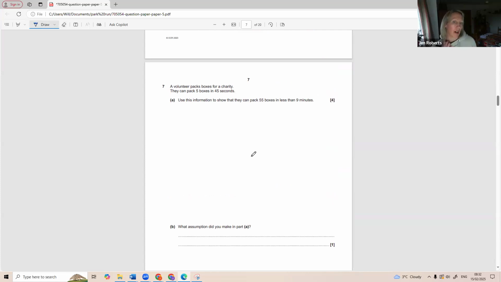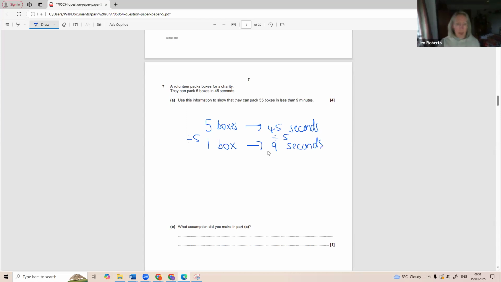Volunteers pack boxes for charity. They pack 5 boxes in 45 seconds. Use this information to show that they can pack 55 boxes in less than 9 minutes. Okay, so 5 boxes, 45 seconds. Well, let's work out 1 box first, shall we? We're saying 1 box, 9 seconds. We want 55 boxes.